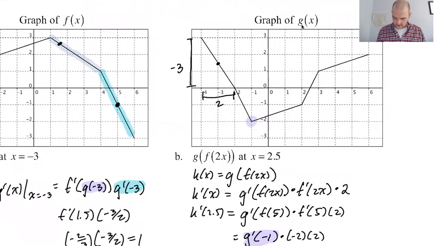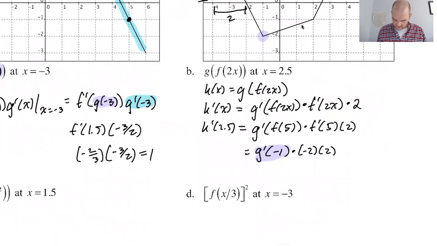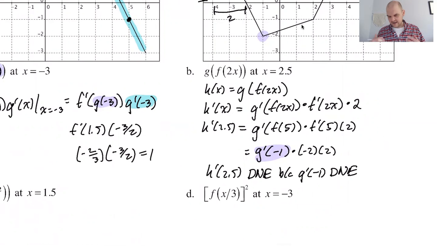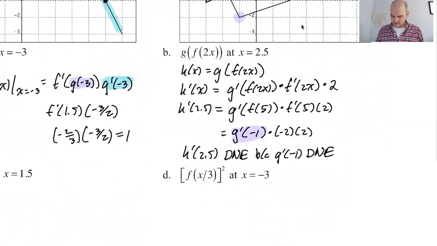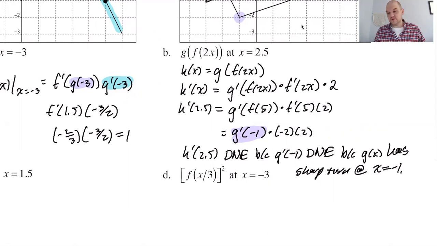At -1, we have a sharp turn, which means that g prime of -1 does not exist, which means I'm going to say h prime of 2.5 does not exist because g prime of -1 does not exist. Well, I'll say because g of x has a corner or a sharp turn at x equals -1. So there's one. It didn't exist.